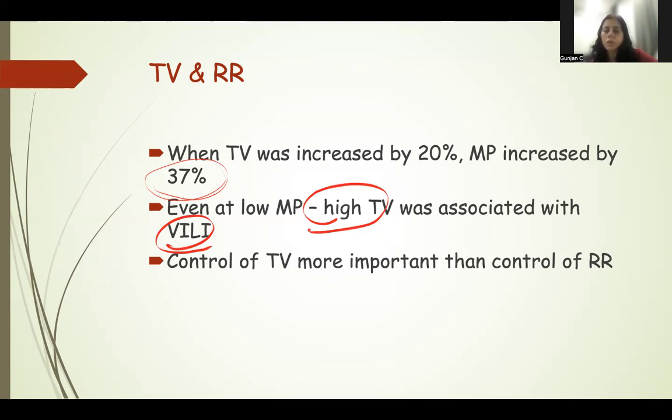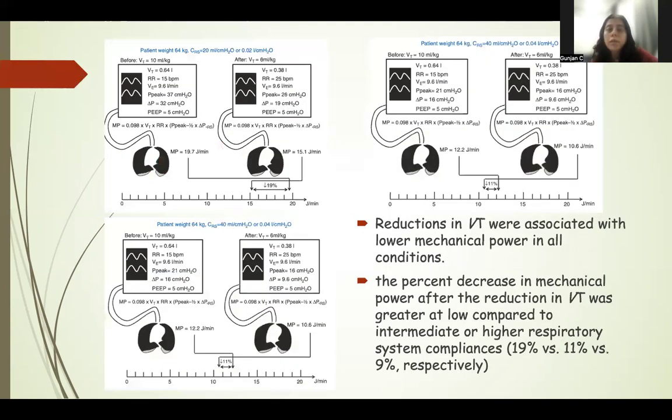And we also have to limit our mechanical power. However, when both these factors were looked at together, that is the tidal volume and the respiratory rate, the tidal volume was found to be more important than the respiratory rate, when considering minute ventilation. So then the study decided to reduce the tidal volume and to lower the mechanical power in all of these conditions.